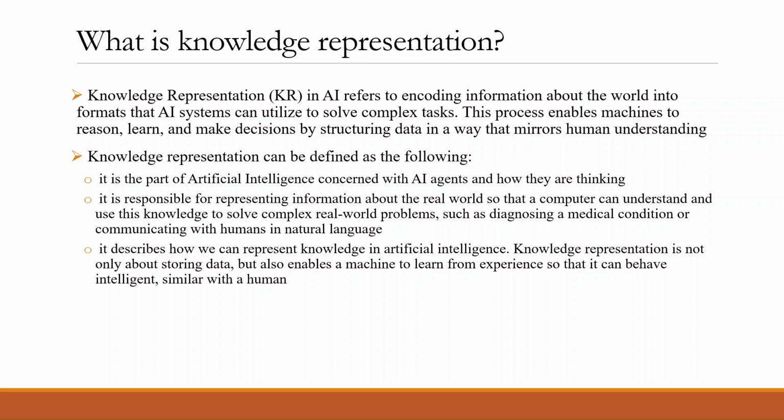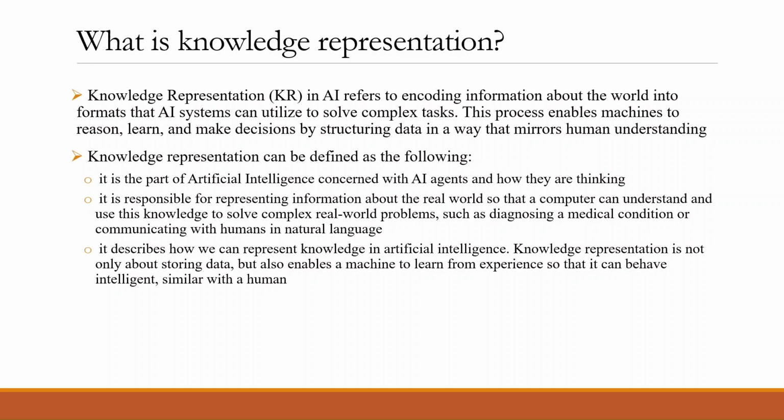Knowledge representation in artificial intelligence refers to encoding information about the world into formats that artificial intelligence systems can utilize to solve complex tasks. This process enables machines to reason, learn, and make decisions by structuring data in a way that mirrors human understanding. Knowledge representation can be defined as the following. It is the part of artificial intelligence concerned with artificial intelligent agents and how they are thinking. It is responsible for representing information about the real world so that a computer can understand and use this knowledge to solve complex real-world problems such as diagnosing a medical condition or communicating with humans in natural language.